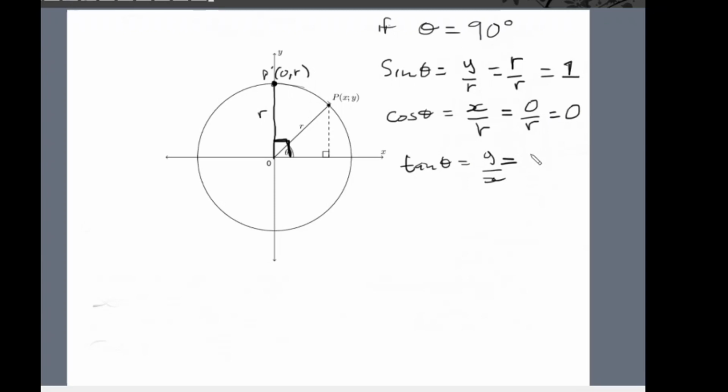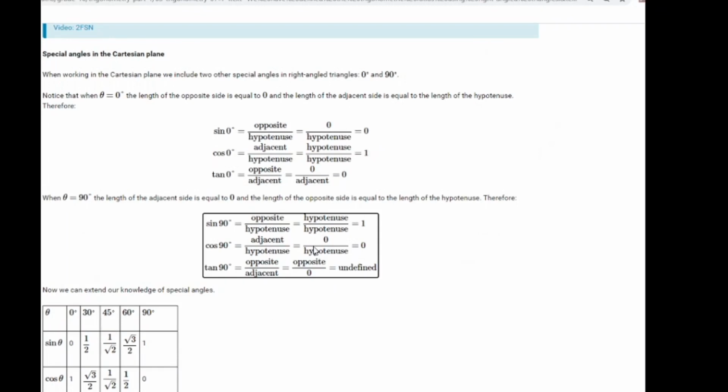Now tan theta, when theta is 90, is undefined because you will have r over 0, and dividing by 0 is undefined. So tan theta is undefined when theta is equal to 90 degrees. So yeah, that is how it works.